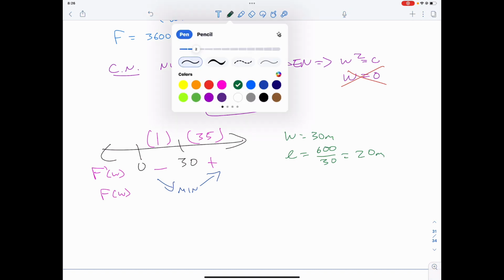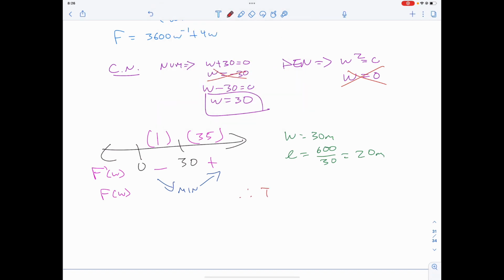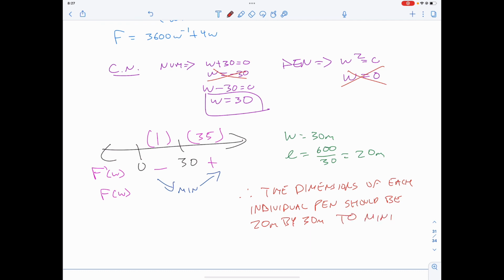And we can state the dimensions of each individual pen should be 20 meters by 30 meters to minimize fencing.